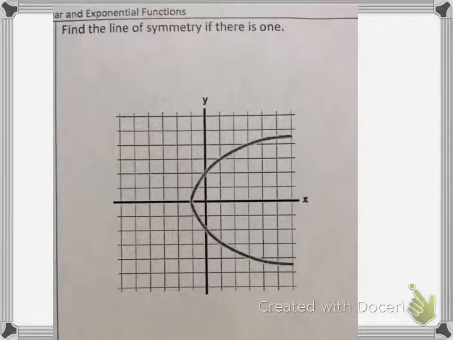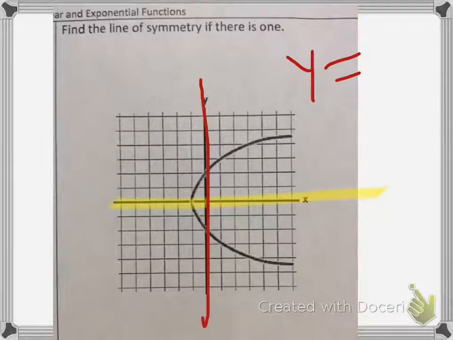What about our line of symmetry this time? Right here is where we would cut it into 2 equal pieces. So this is a horizontal line. A horizontal line we know is a y equals line. So where on the y-axis is my line at? It's at y equals 0.